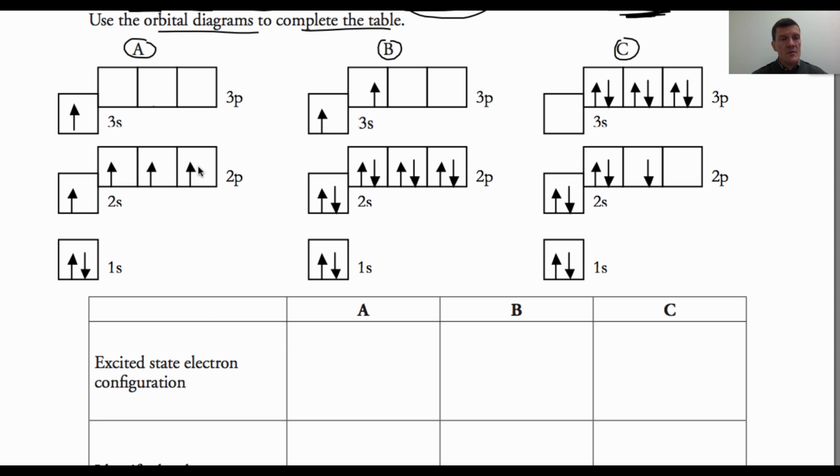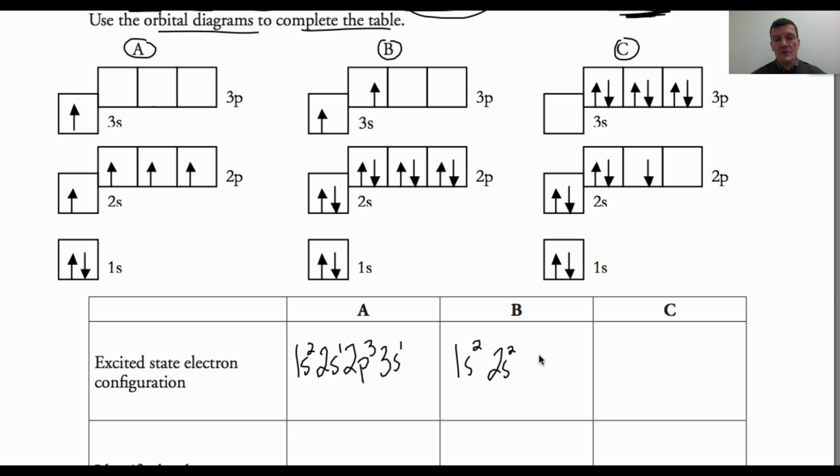Just tell me where the arrows are. That's all you have to do, and how many in each of the orbitals. 1s2, 2s1, 2p3, 3s1, and that's it. For B, it is 1s2, 2s2.